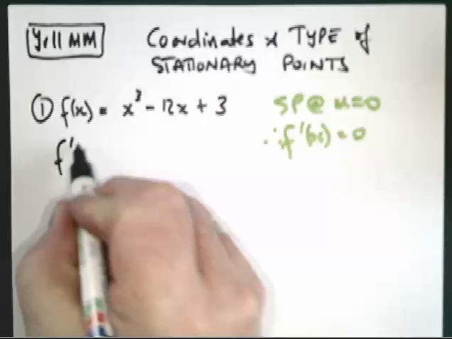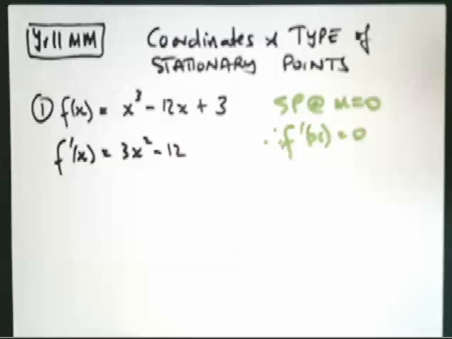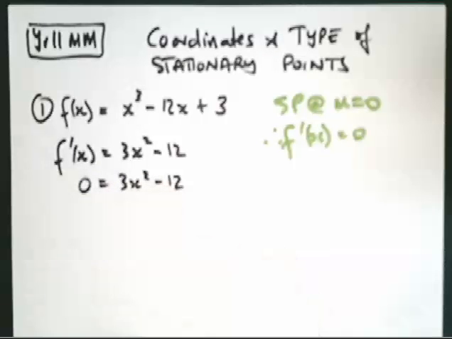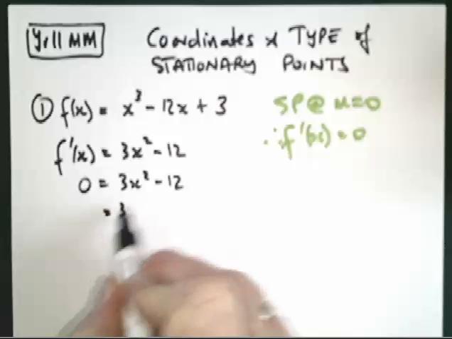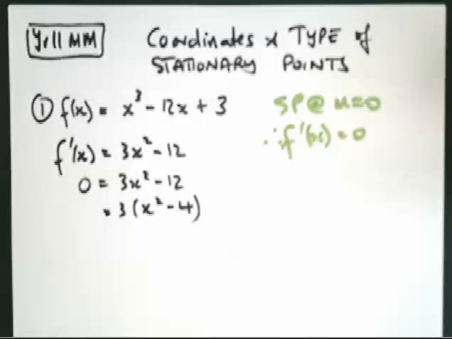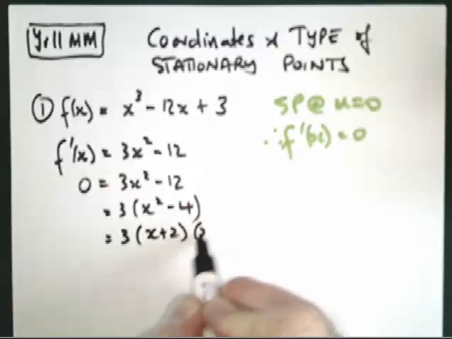So f'(x) will equal 3x² − 12 + 0. 0 equals 3x² − 12. 3 outside of (x² − 4). I can see the difference of two squares there: 3(x + 2)(x − 2).